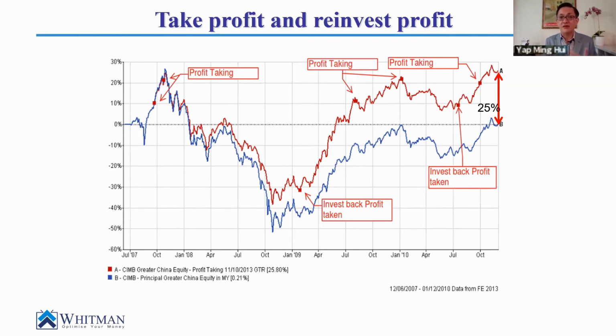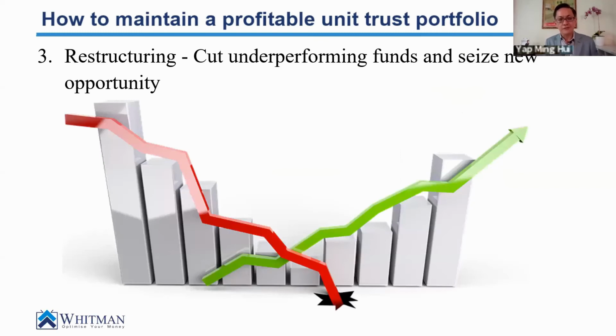by many Malaysian investors. Okay, another key factor to maintain a profitable unit trust portfolio, here we talk about how we do restructuring. Restructuring means that we will cut those underperforming funds, take the money and then buy into better opportunities or better performing funds. Okay, so let me give you an example.